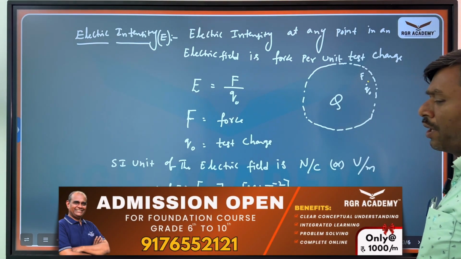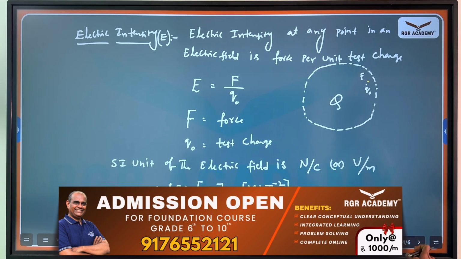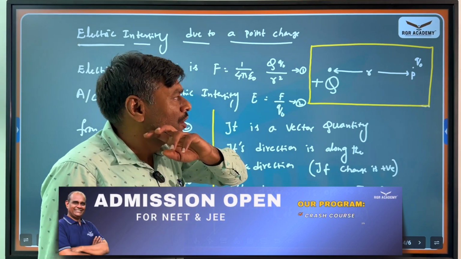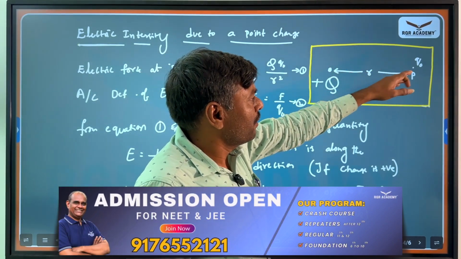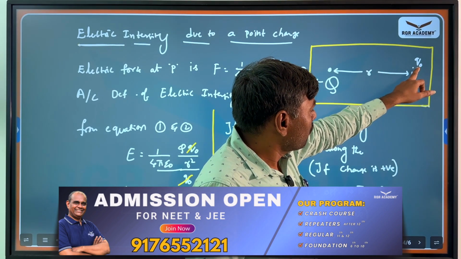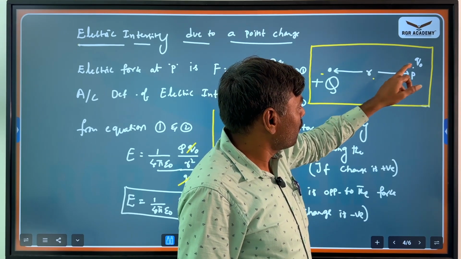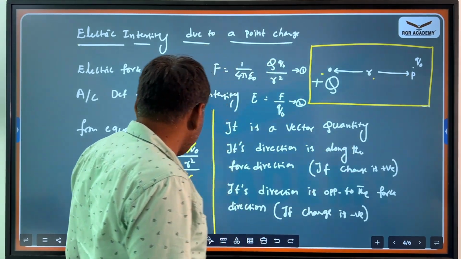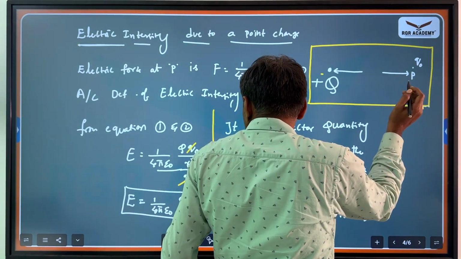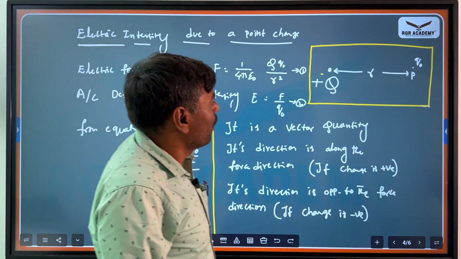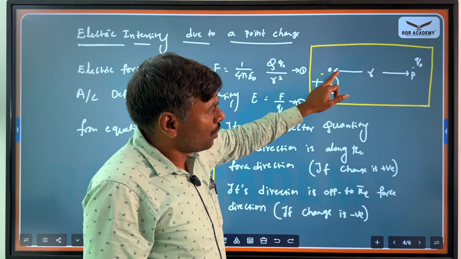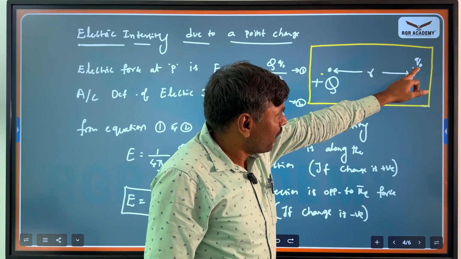Electric intensity due to a point charge. We are considering a point charge. Due to this point charge, we find the electric intensity at any point. We consider one point here, that point is P, at a distance R from the capital Q charge. So due to the capital Q charge, we are finding the electric intensity at P.